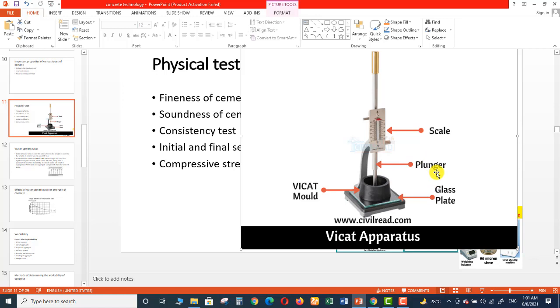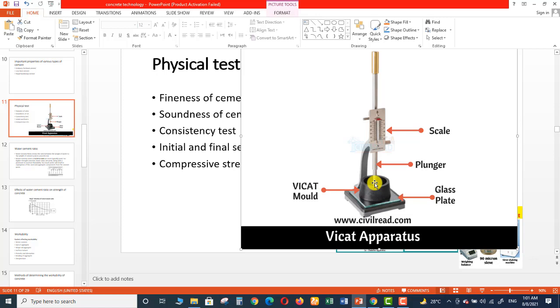So the consistency which permits the Vicat plunger to penetrate to a point of 5 mm to 7 mm from the bottom. This is the plunger which should penetrate 5 mm to 7 mm from the bottom of the Vicat mold, when the cement paste is tested within the gauging time, 3 to 5 minutes after the cement is thoroughly mixed with water. So this is the process.